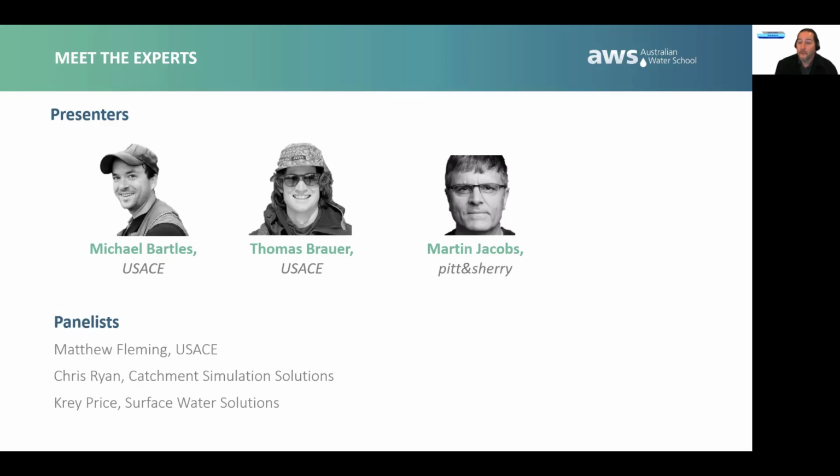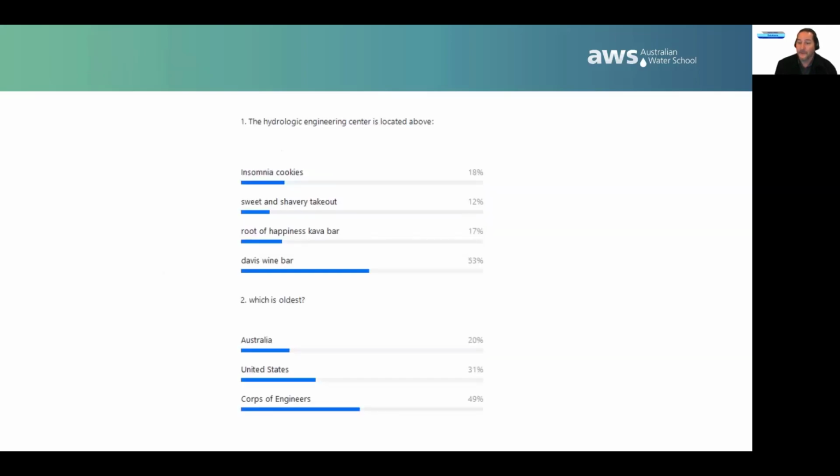Now, for those who are new to HMS, the Hydrologic Modeling System, it's developed by HEC, the Hydrologic Engineering Center of the Corps of Engineers. The HMS team is located in Davis, California, and we do have a couple of poll questions here for the audience around their whereabouts and the Corps itself. Question number one is about the HEC offices, which take up the second floor of a building in Davis. Is it located above a cookie shop, a shavery, a kava bar, or a wine bar?